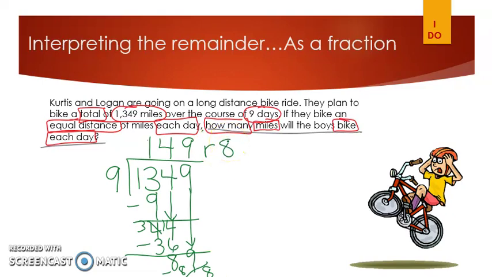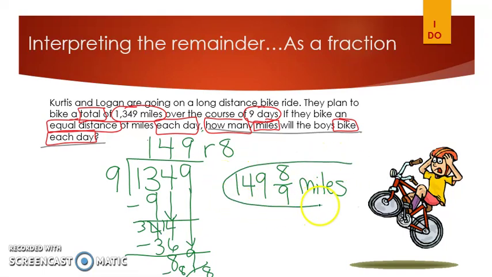Now, in the context of this problem, we want to know how many miles the boys bike each day. So in this instance, it does make sense to have a fraction of a mile that they would bike each day. So we're actually going to have 149 full miles and then 8/9 of a mile that they also are going to bike each day. So each day they're going to bike 149 and 8/9 miles per day.